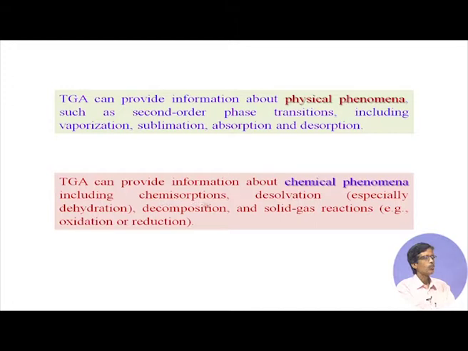Then TGA can also provide information about the chemical phenomena. Chemical phenomena are related to chemisorption and physisorption, which we all know. So, chemisorption is there. Then especially desolvation or dehydration, where we are removing the water of crystallization from the solvent of crystallization. So, this can be a chemical phenomenon because the solvent of crystallization is removed. If the water molecules are trapped within the crystal lattice, we get the regular crystal, and the crystal form will change if we remove those waters of crystallization.